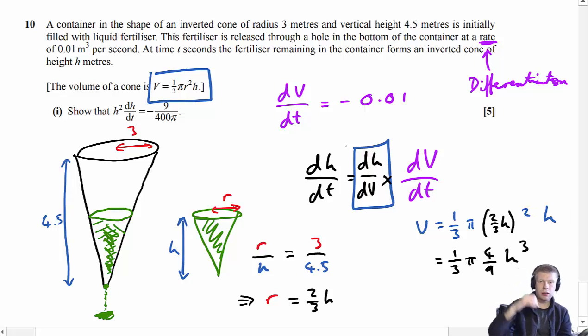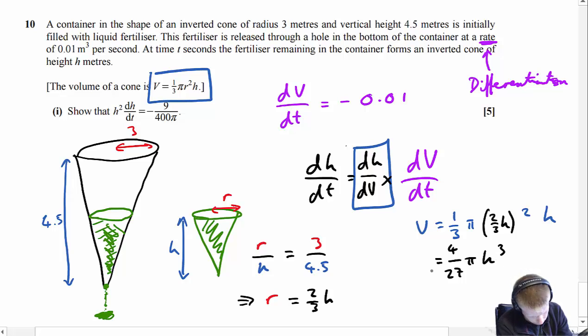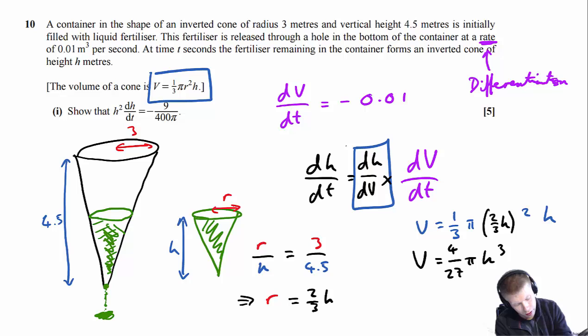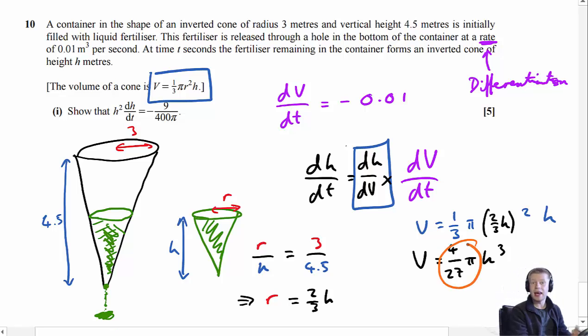Let's combine these 2 fractions together. So what's 1/3 times 4/9? That's going to be 4/27, isn't it? So 4/27 pi times h cubed. That's V. And if you notice now, I've got V solely in terms of h, which means I can differentiate it. I mean, sure, I've got this 4/27 pi there, but that's just like a number. That's just like a 2 or 3 or 5. It's just a number. It's not going to affect the differentiation.